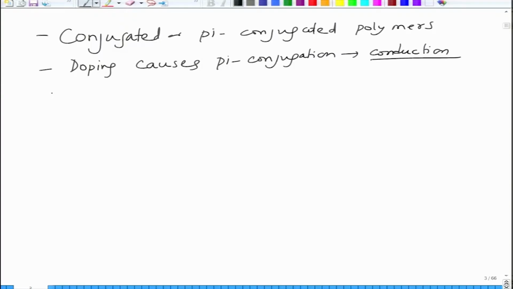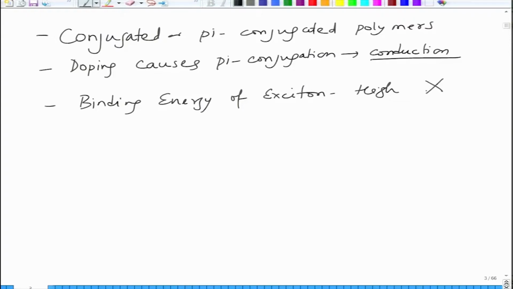So, we cannot go into details of how the conduction happens. It is just that you have to read more about organic semiconductors. There are plenty of literature available on organic semiconductors, but what they have with regard to solar cells is what we call exciton binding energy. So, binding energy of exciton in these materials is high. This is a drawback in these solar cells.